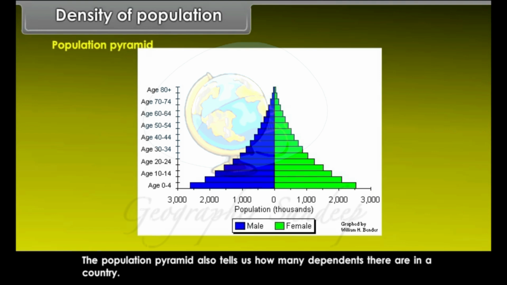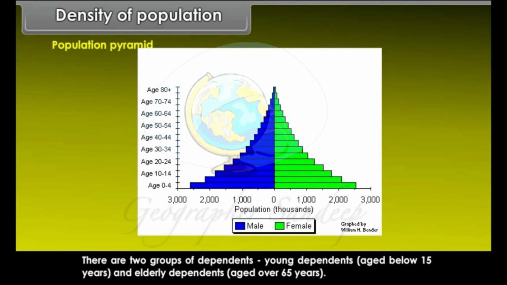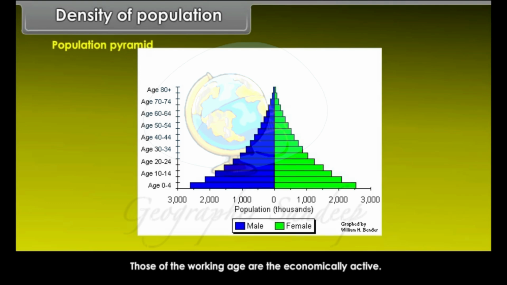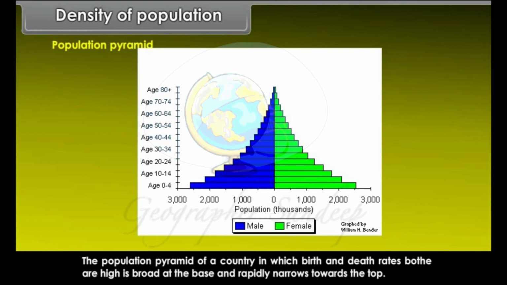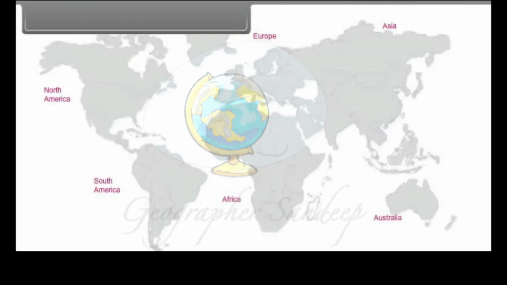The population pyramid also tells us how many dependents there are in a country. There are two groups of dependents: young dependents aged below 15 years and elderly dependents aged over 65 years. Those of the working age are the economically active. The population pyramid of a country in which birth and death rates both are high is broad at the base and rapidly narrows towards the top.